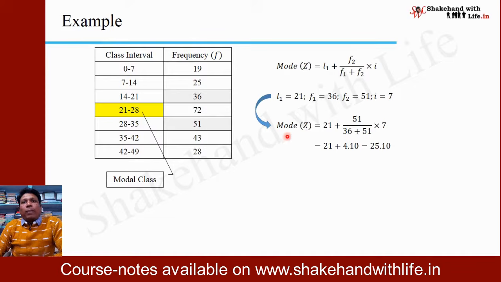So the mode is 21 plus F2, 51, divided by F1, 36, plus F2, then multiplied by 7. So 21 plus 4.10 is equal to 25.10. Therefore the mode for this continuous data series is 25.10. So this way you can calculate the mode for a continuous data series.